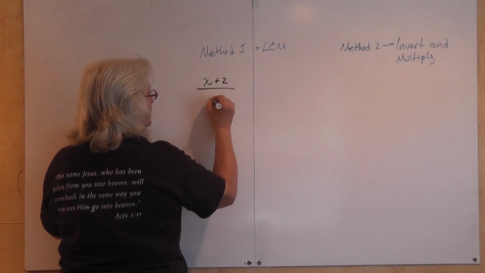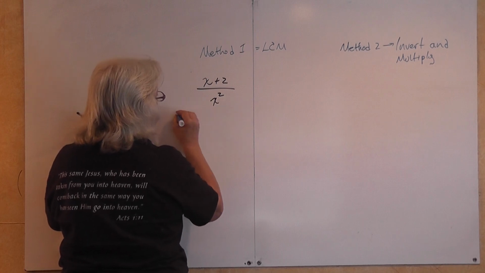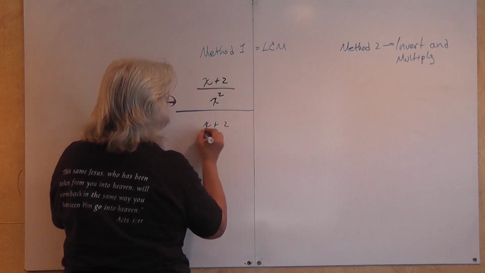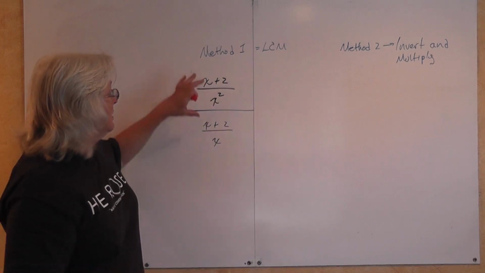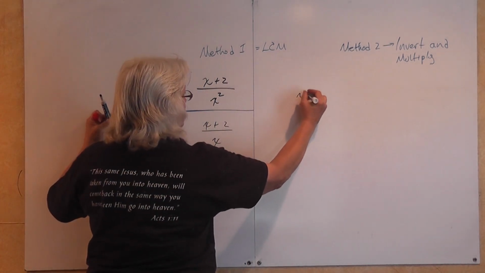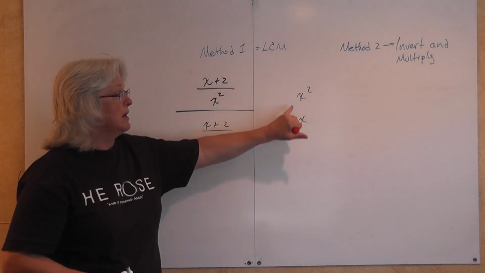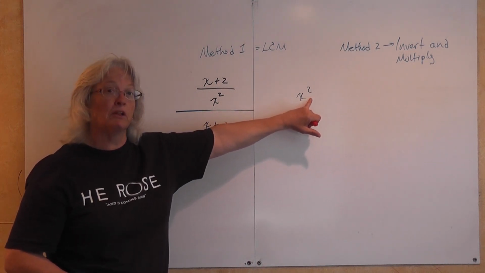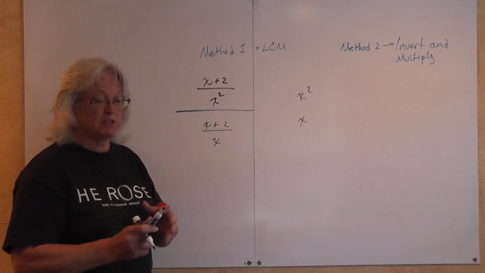x plus 2 over x squared divided by x plus 2 over x. What's the least common multiple of these two rational expressions? One denominator is x squared, the other denominator is x. We take each factor the greatest number of times it appears to come up with our least common multiple. So our least common multiple, which should just jump out at you real clearly, is x squared.